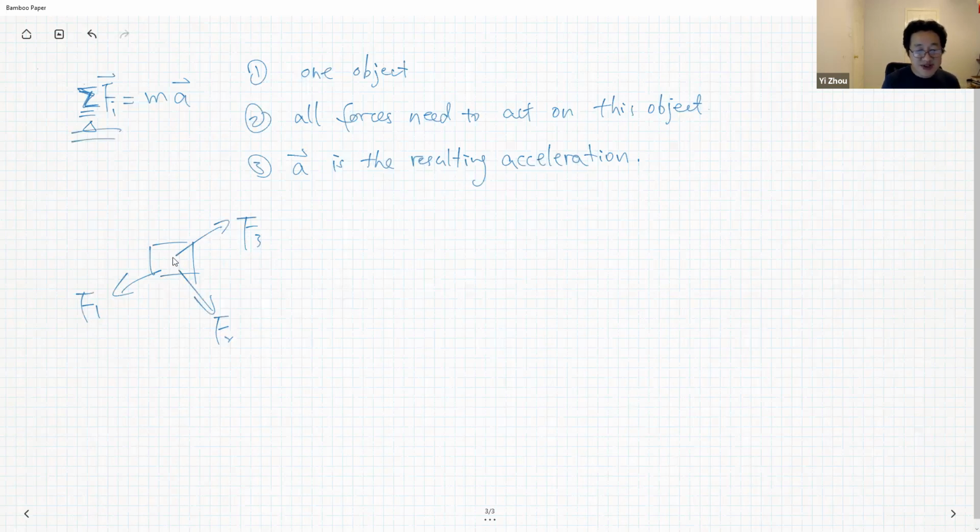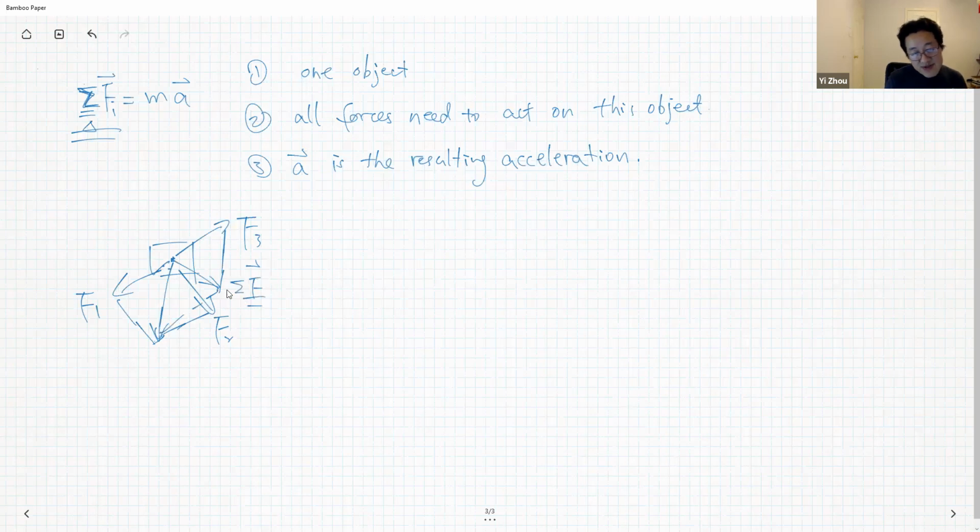The summation of force is needed because force is a vector, right? They're all acting on this object. We assume they are all acting on the center of mass. So we use vector addition. So this is the sum of F1 and F2. Then we use this and that, right? So this will be the summation of all the vector forces.